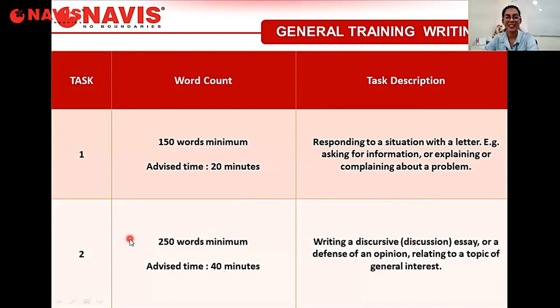The second task has a word limit of 250 words and the advised time here is 40 minutes. The task description here is writing an essay. It can be a discursive essay related to any kind of discussion, and also defense of an opinion, where it is related to a general topic.